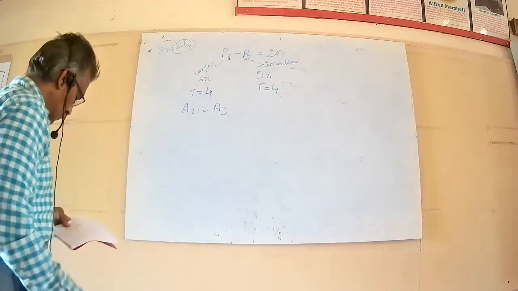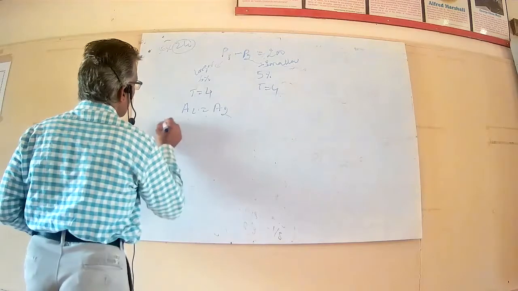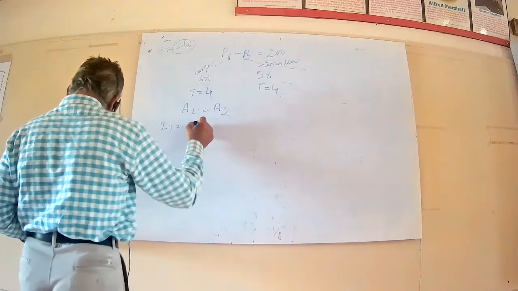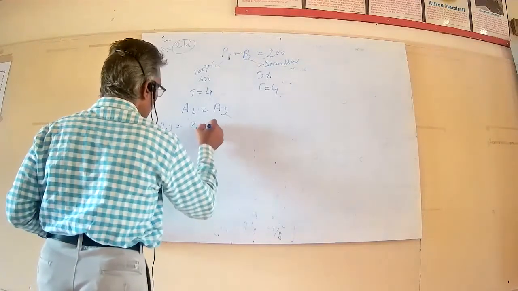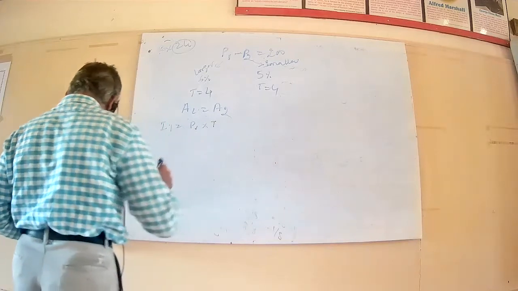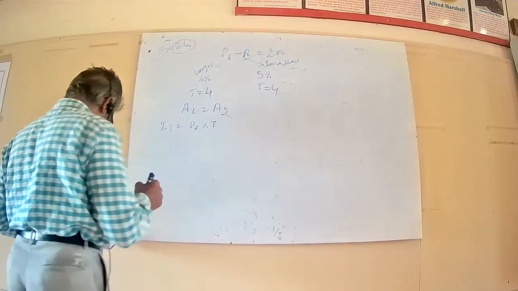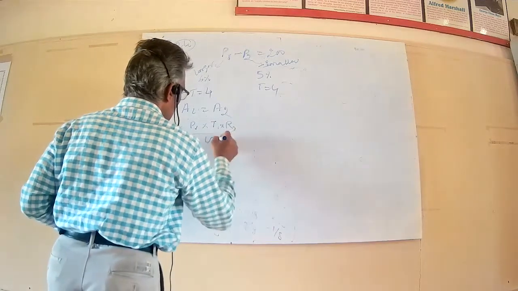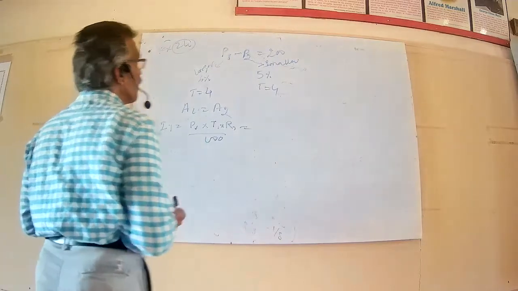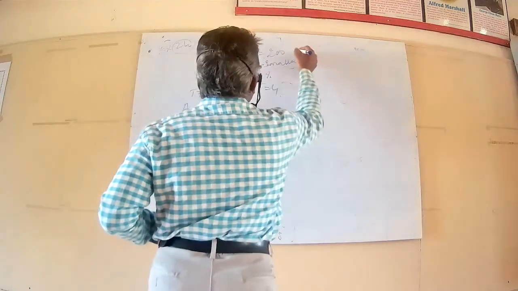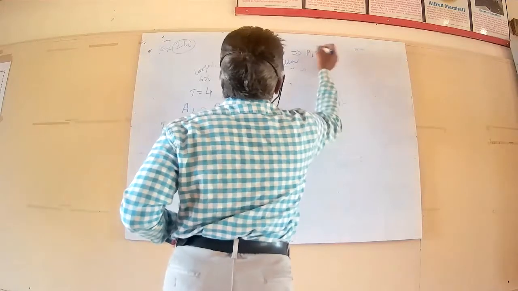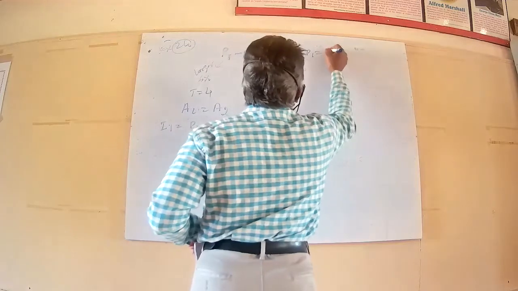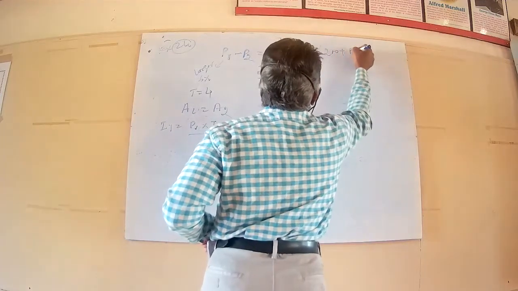So first we find I1 and I2. I1 equal to P1 into T1 into R1 divided by 100. What is P1? Here P1 minus P2 equal to 200, so P1 equal to 200 plus P2.